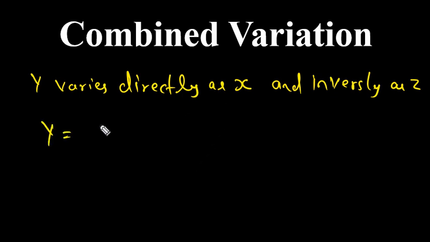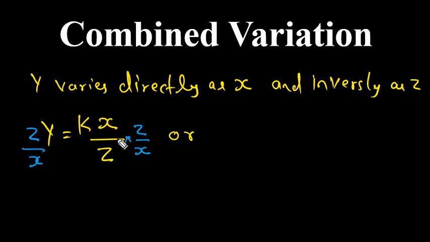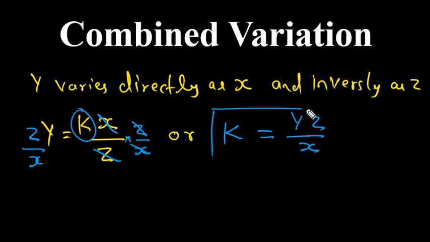So y is equal to k x over z, directly as x, inversely as z. K will be the constant of variation, right? Now you can also rewrite this equation when you multiply with z over x both sides. So x and x will cancel, z and z will cancel. So the constant of variation k will be equal to yz over x. So that you need to remember for combined variation.